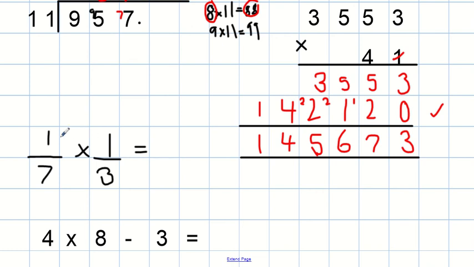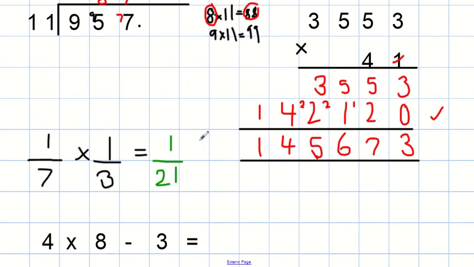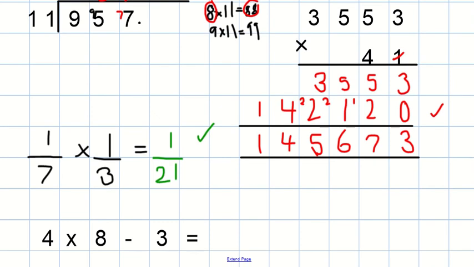So I'm going to start by multiplying my numerators. 1 times 1 is 1. 7 times 3 is 21. So we've got 1/21. Okay, if you've got that one, Year 6, give it a little tick. If you know you need to review your method or your strategy, please do that now.